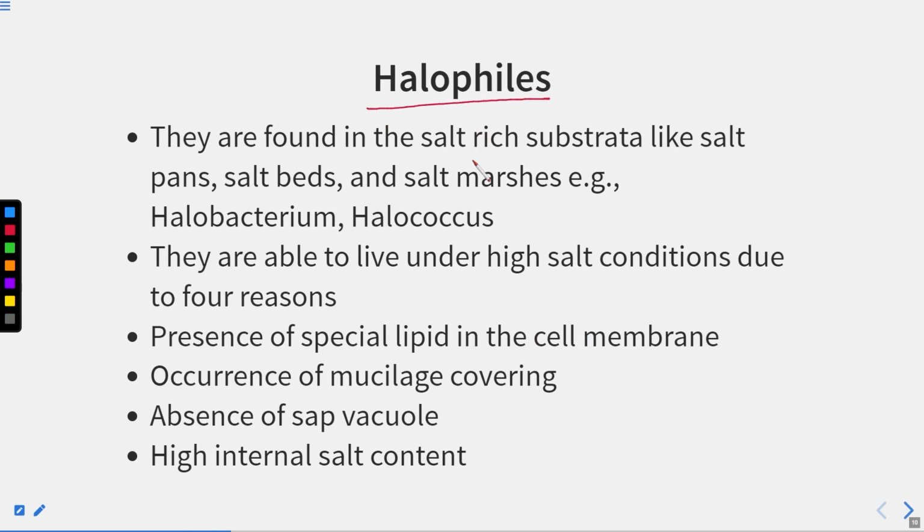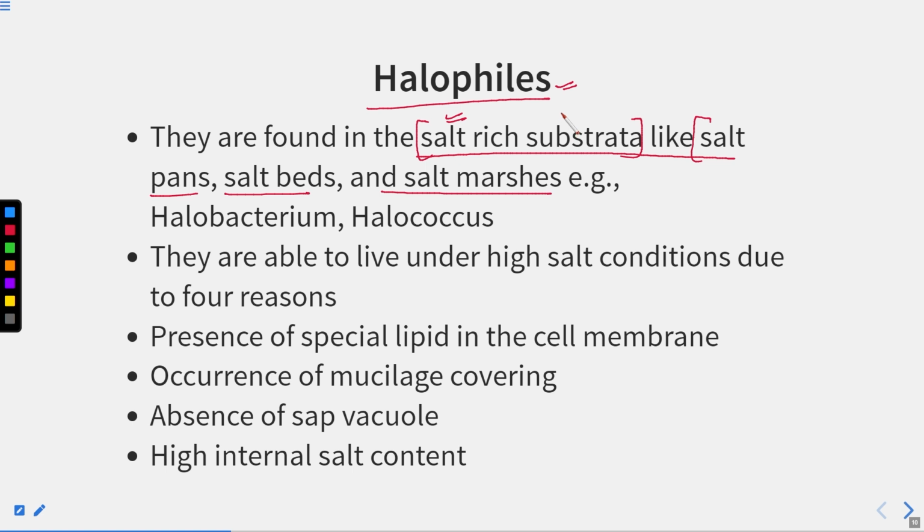Halophiles. They are found in salt-rich substrata like salt pans, salt beds, and salt marshes. Salt-rich substrata means a substratum that has a high content of salt. And what is a salt pan? The salt pans are the places where salt is made commercially. So there these halophilic bacteria are present. It is such a harsh condition that normal bacteria cannot survive there.